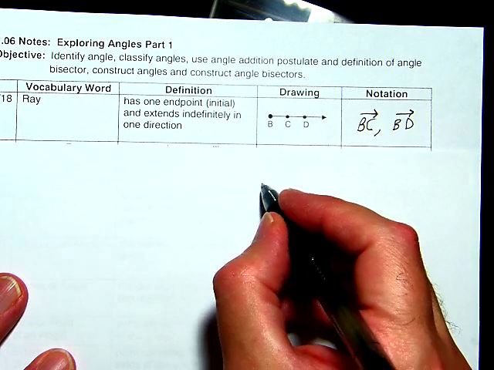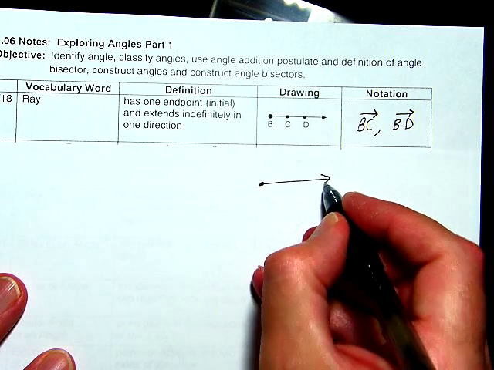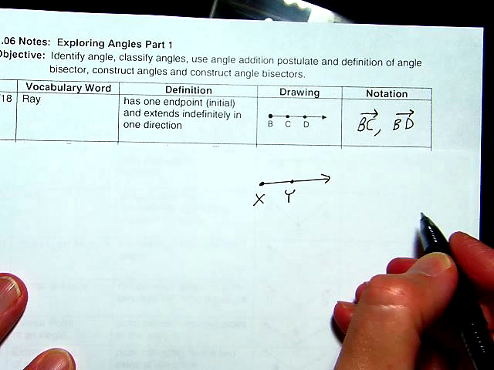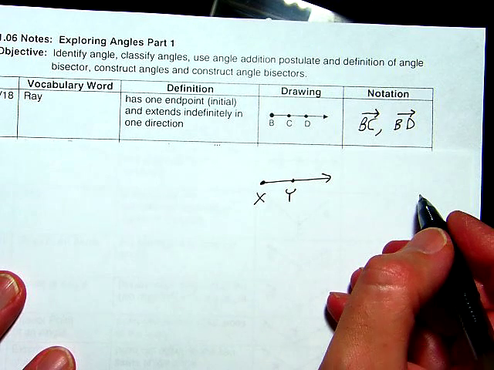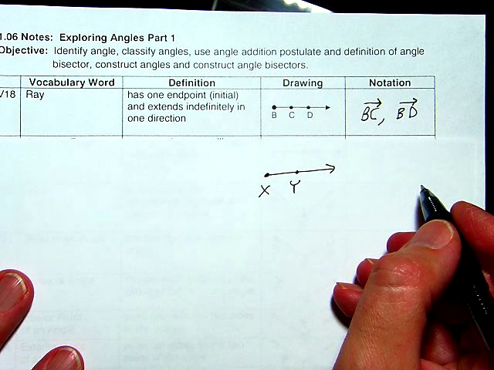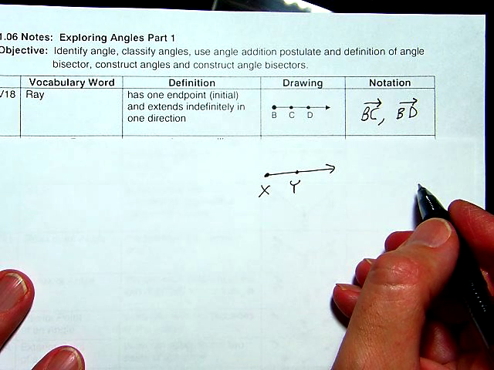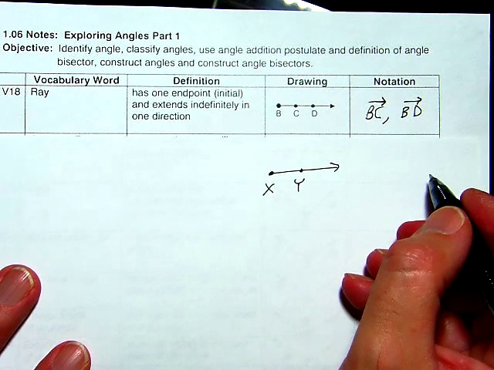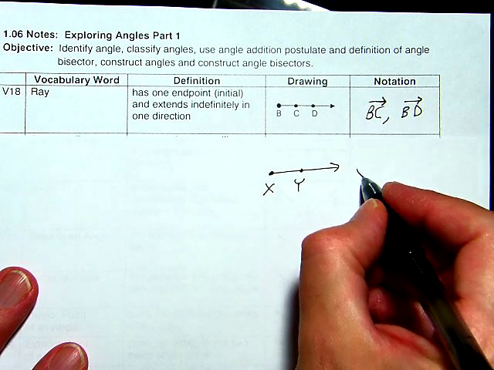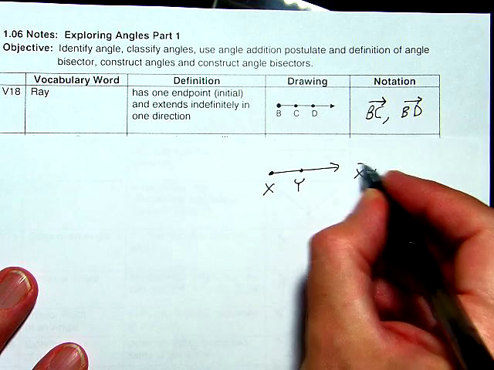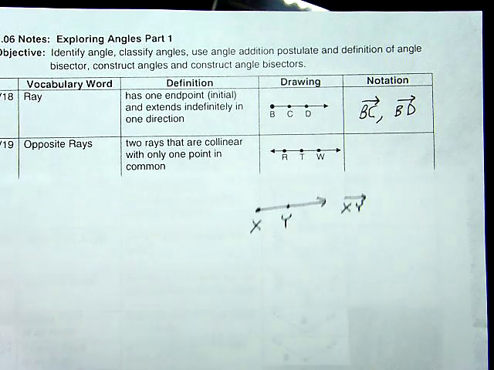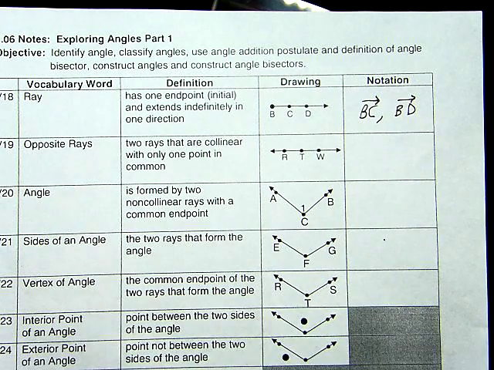Let's take a look at another ray. Let's say I have this, and I have point X, and I have point Y here. What would be the notation for this ray? When I ask a question like that, what you should do is close the video, freeze the video, and then try to answer the question yourself. And then come back, turn the video back on, and see if you're correct or not. Okay, the correct notation for a ray like this would be XY with an arrow pointing to the right over the XY. Let's go to the next vocabulary word.